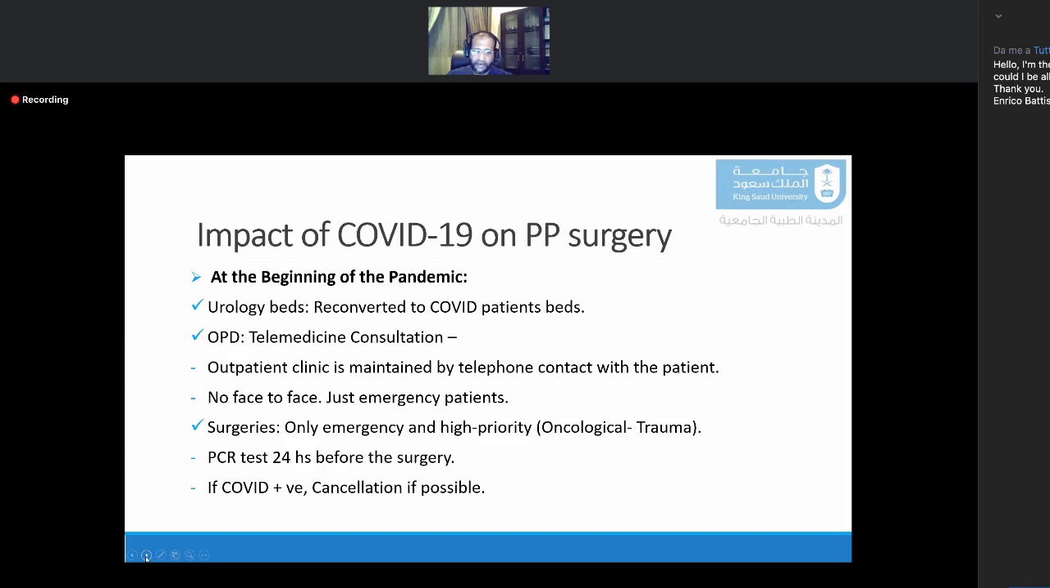For the life-threatening or critical conditions, usually it's the hospital policy to screen before the surgery by 24 hours with a PCR test, and if the test is negative, then the case will proceed, and if it's positive, then usually it gets cancelled, if possible, if this will not affect severely the patient outcome.